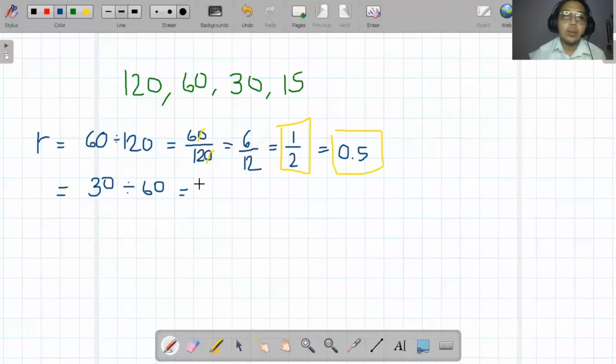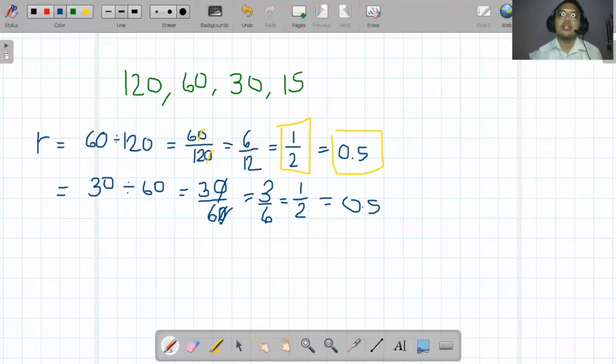Pero kung walay calculator, pwede na mag-reduce 30 over 60. Makancel na ang 0, so 3 over 6 na lang. Ang 3 over 6, ato na i-reduce. Pila man na? 1/2 gihapon. 3 divided by 3 is 1, 6 divided by 3 is 2, which is equal to 0.5 gihapon in our decimal.